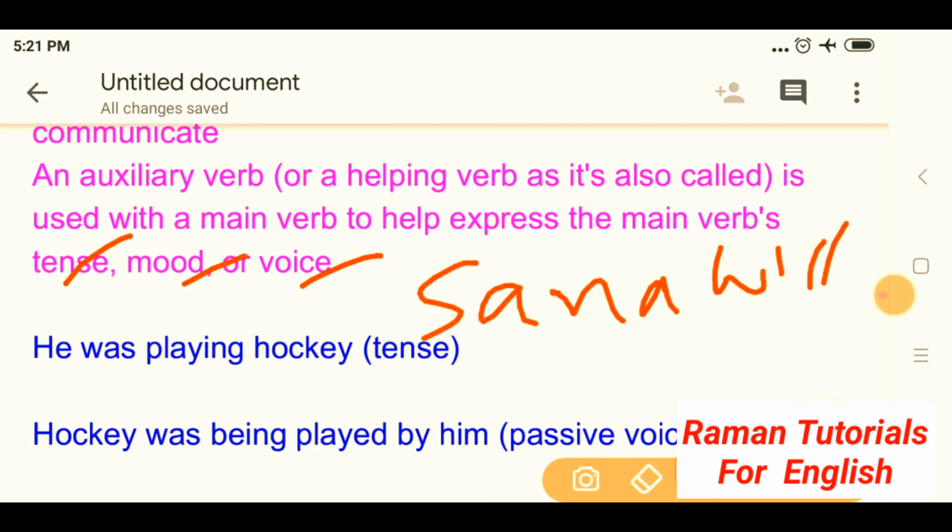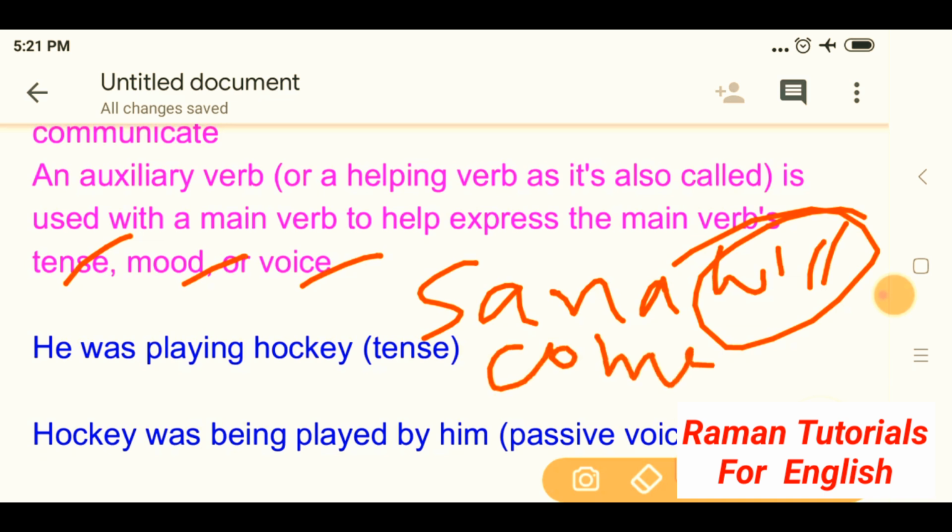Sana will. So will is a modal auxiliary. Sana will. Does the statement convey any meaning about Sana? No, it doesn't. I'll add here come. Now look at the sentence. It gives complete meaning. So auxiliary verbs cannot stand independently. They need to be paired with a main verb to give complete meaning to the sentence.